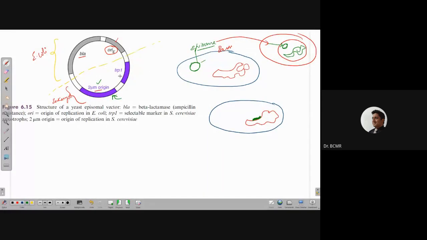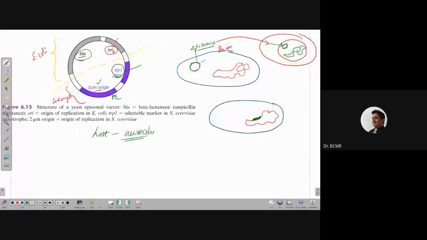And I think here is a selectable marker. BLA is for beta lactamase. The selectable marker is for TRP. That means the host, you know what is auxotrophy? Yes, no, you can type in the message and I'll see if you need a discussion on that. I think in the video I have described it well enough.